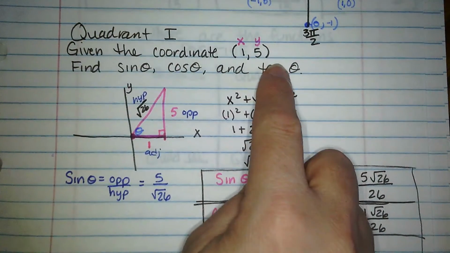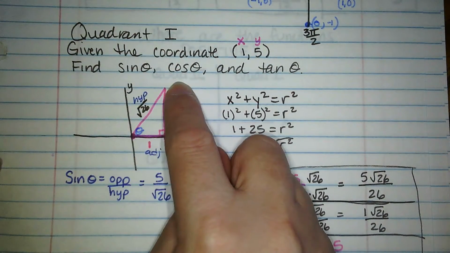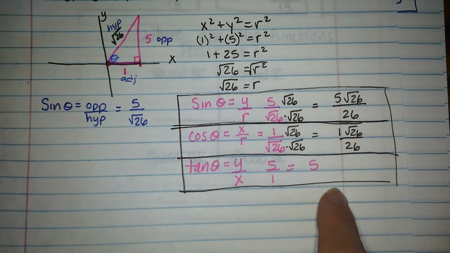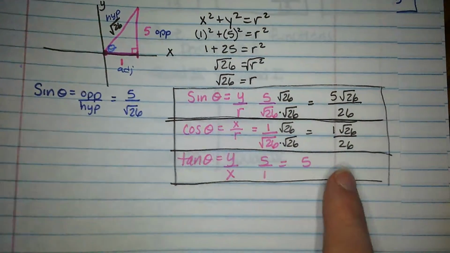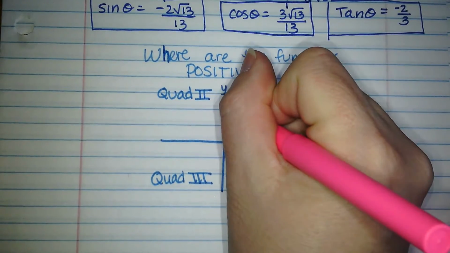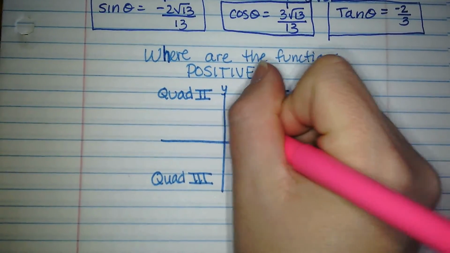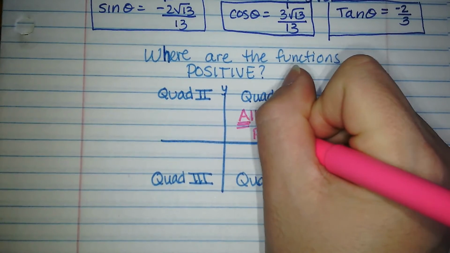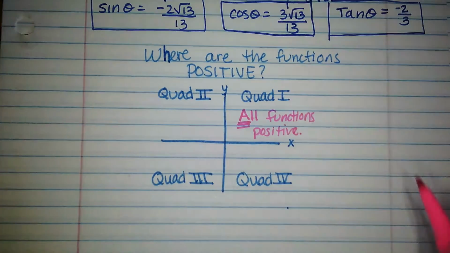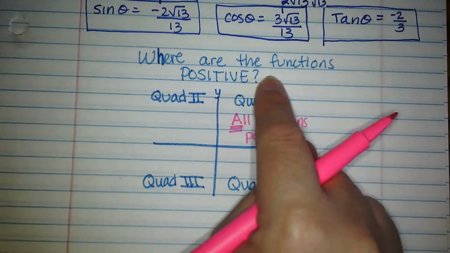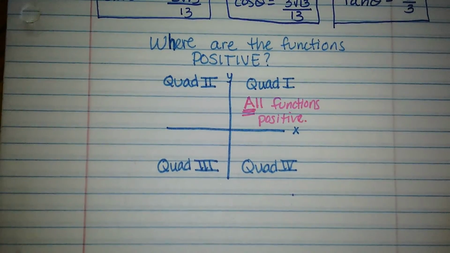When we did our quadrant 1 angle, which is right here, we have sine, cosine, and tangent all positive. And that's because in quadrant 1, all functions are positive. So if you have a quadrant 1 angle, you never have to worry about a negative because it's positive x, positive y, positive r. So all functions are positive. Then we had quadrant 2.